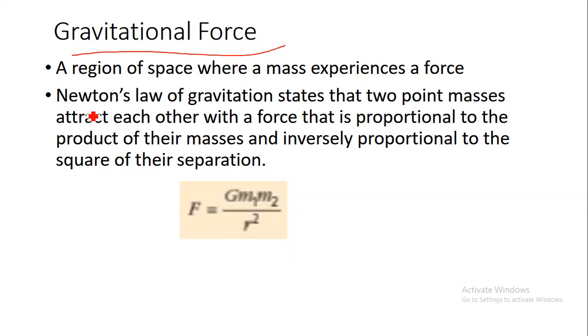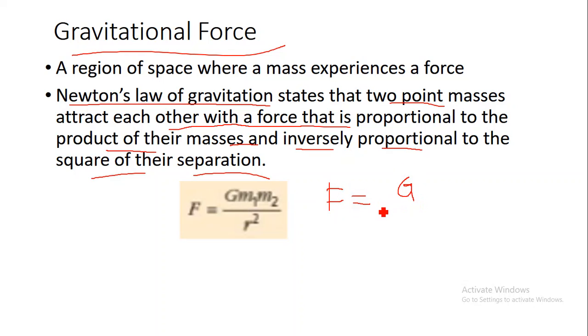Newton's law of gravitation states that 2 point masses attract each other with a force that is proportional to the product of their masses and inversely proportional to the square of their separation, where this is the formula, and it must have a negative. Okay, what does this law mean?